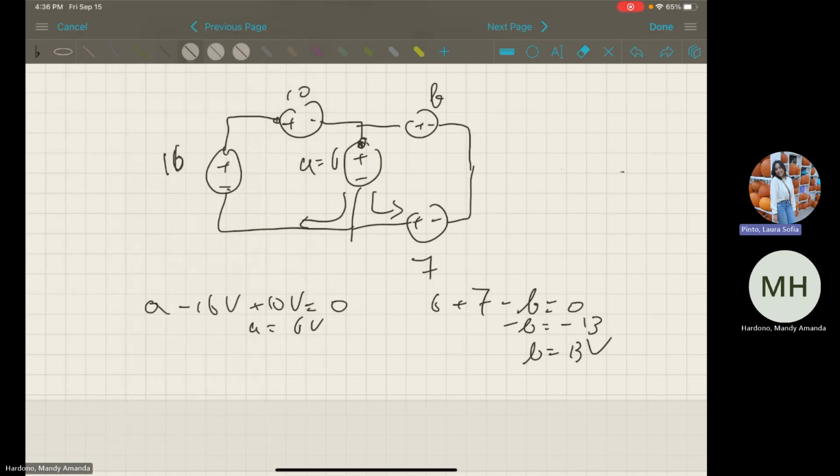So if you want to double check your answer, you can always go around a different loop as well. If you start say here and use loop 3, which is around the whole circuit, you would start at negative 16 plus 10 plus B minus 7, which is 0. And you get B is equal to 15. So that's a different way to double check your answer. So I would have seen that 1 is the wrong answer.